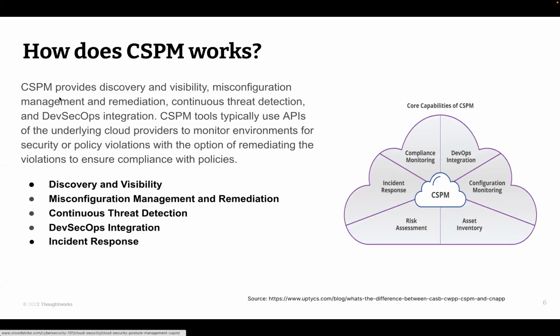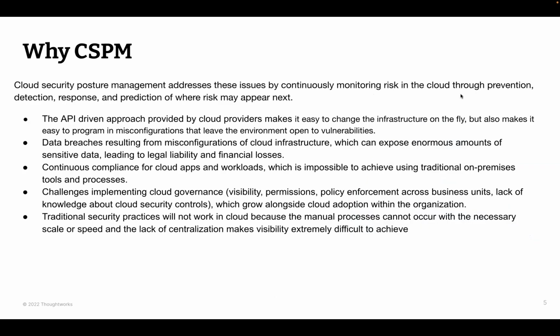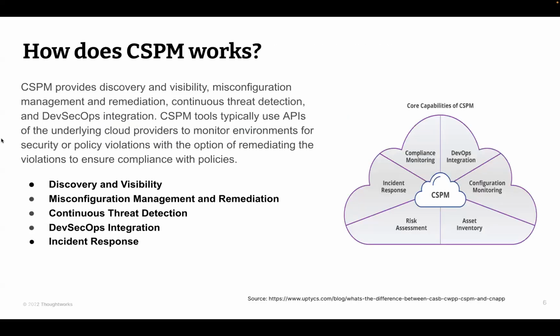Okay. So how does a CSPM work? We have seen that it works with prevention, detection, response, and prediction. But how does it work? Basically, they make use of the APIs provided by the underlying cloud providers. They use their SDKs and get the list of all the resources. They define the list of policies like the CIS benchmark or Azure benchmark policies and all. And then they get the list of all the resources in the subscription in case of Azure, the account in case of AWS, and the project in case of Google Cloud Platform.